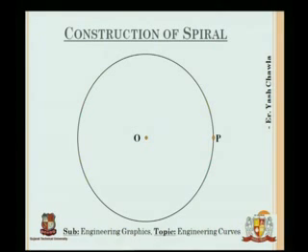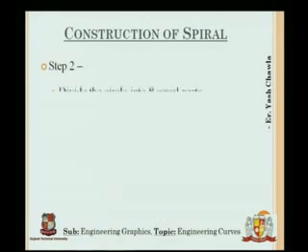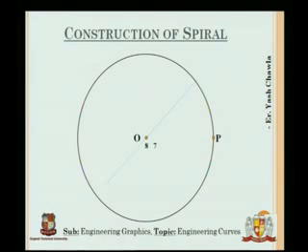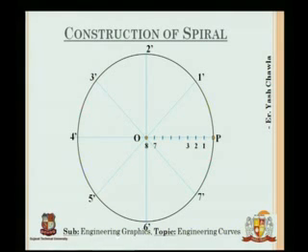The next thing that we are going to do is divide the circle into 8 equal parts, and then divide PO into 8 equal parts: 1, 2, 3, 4, 5, 6, 7. I've named the points 1 dash, 2 dash, 3 dash, 4 dash, 5 dash, 6 dash, 7 dash, and P dash. And OP I've divided into 1, 2, 3, 4, 5, 6, 7 and 8.